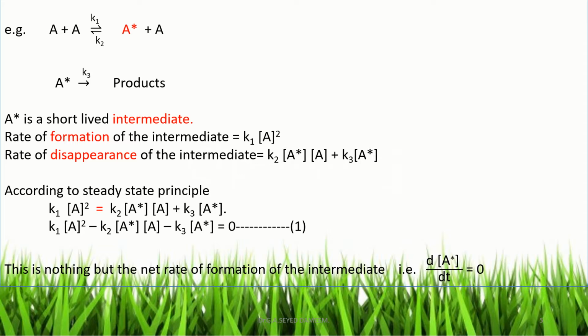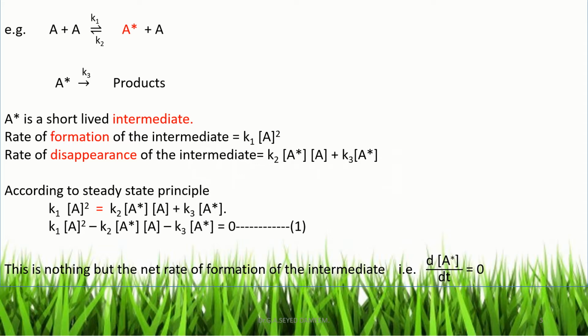In the second step, product is formed from A star with the rate constant K3, where K3 is the rate constant of formation of product from A star. Now here A star is a short-lived intermediate, and the rate of formation of the intermediate is equal to K1 into concentration of A into concentration of A, that is, K1 A square, and the rate of disappearance of the intermediate is K2 A star A plus K3 A star.